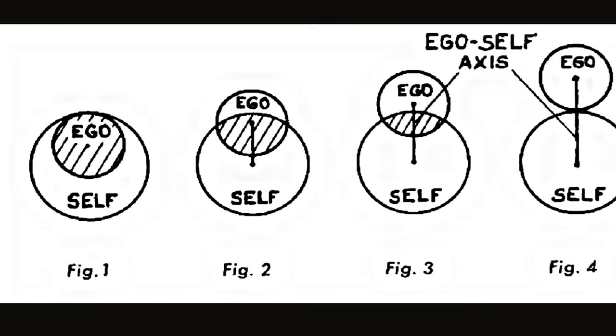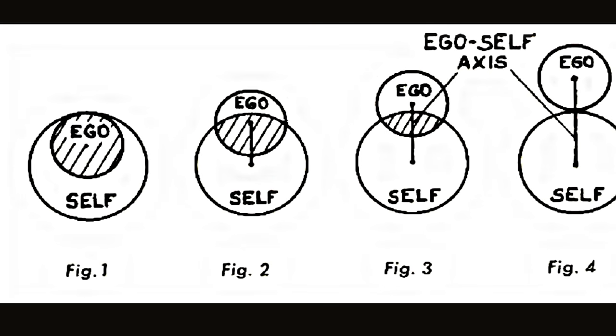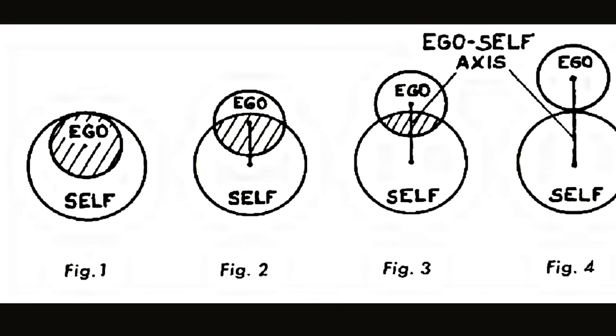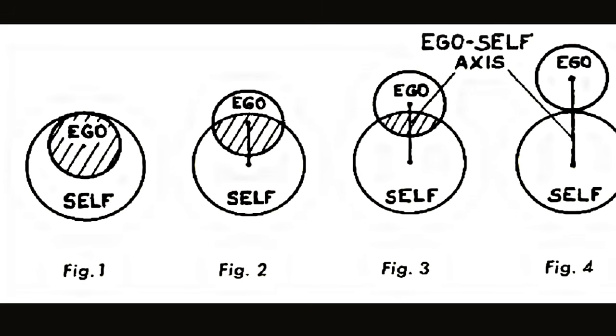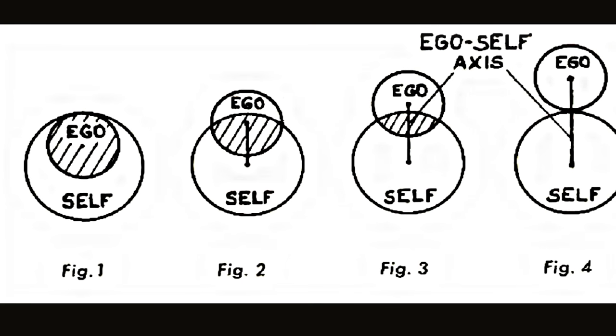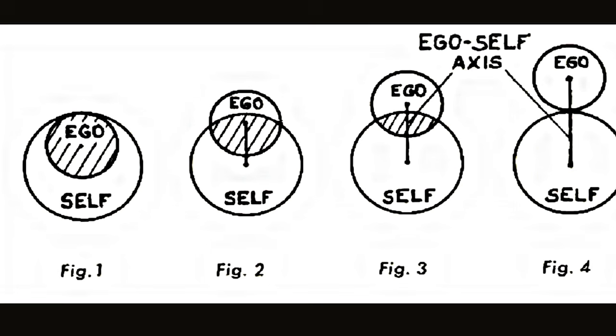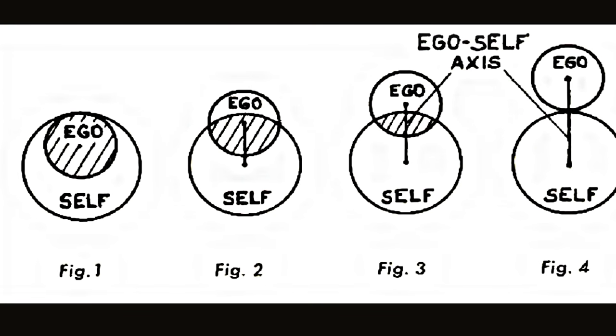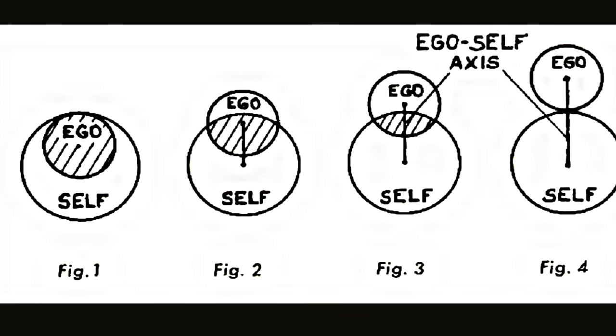Remember, I said the word differentiation is very important. The ego differentiates from the unconscious. And as you see here in figure 1, the ego is completely enveloped in the unconscious self. Figure 2, there's a little bit of differentiation. Figure 3, there's a little more differentiation.